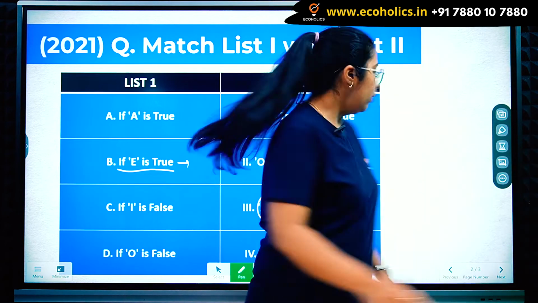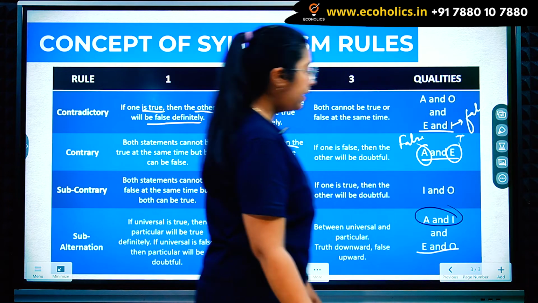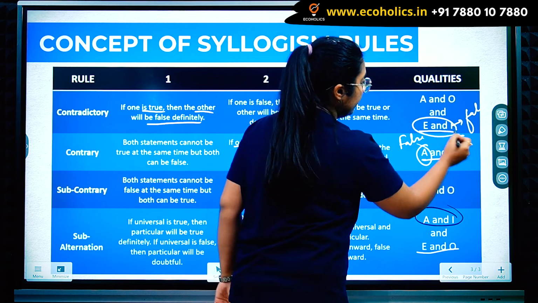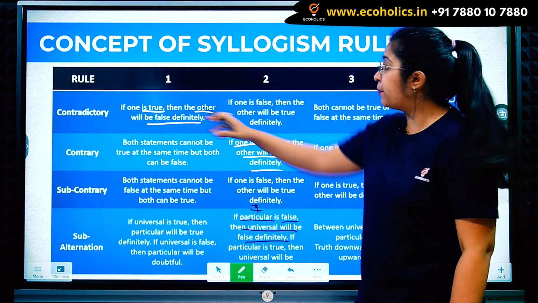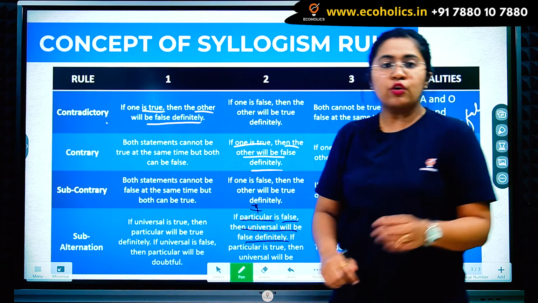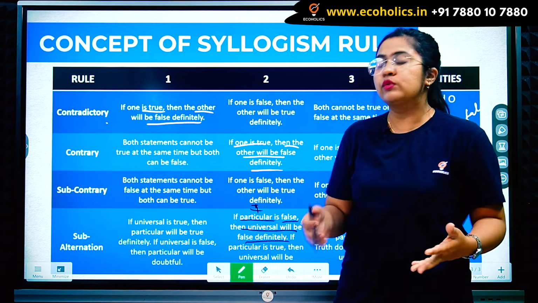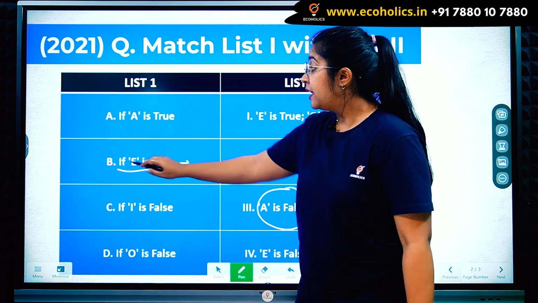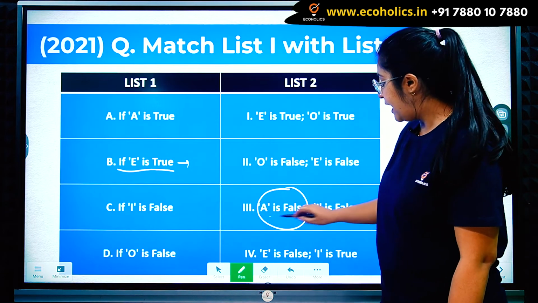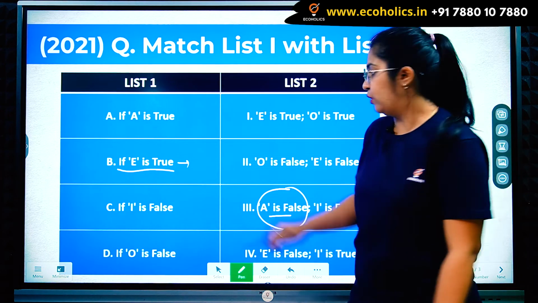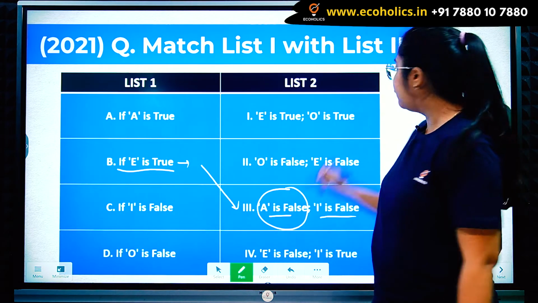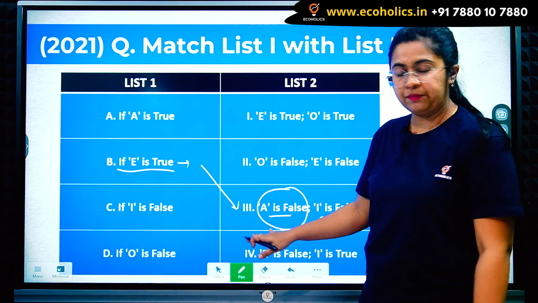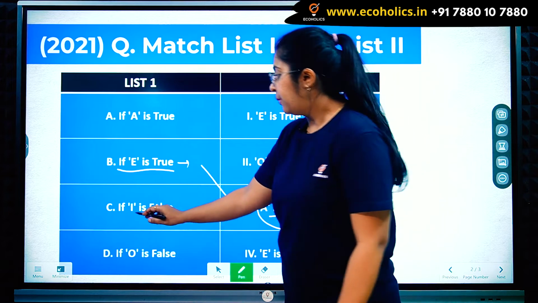Okay, so let's go further and find out the conclusion for I. Yes, I is false from the point of view of contradictory statement. So according to the contradictory and contrary both rules applied, we can say that for B, if E is true, then A is false and I is false. So we have the option over here for B, we have 3. Now let's go for the next one, C.